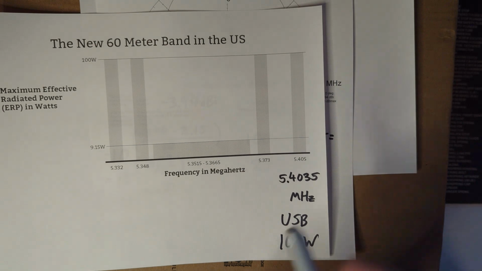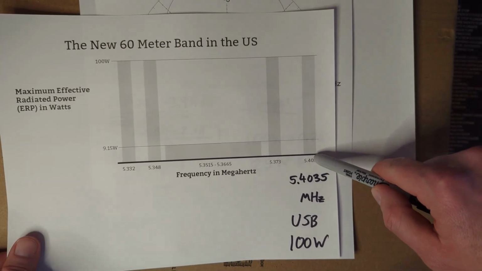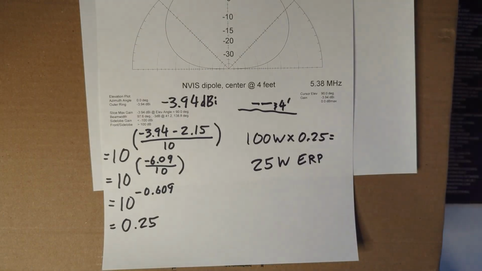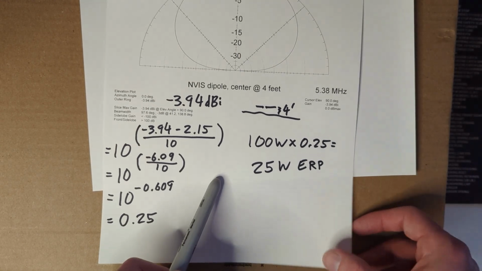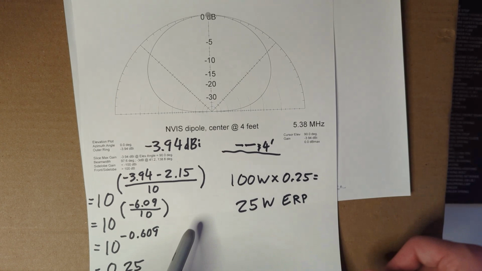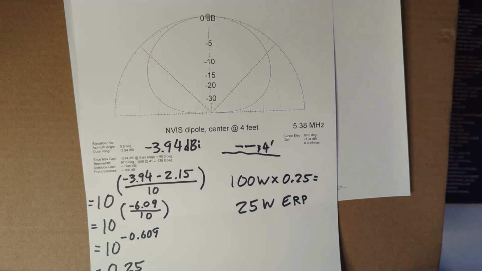So my thinking is that for people who are running NVIS antennas, trying to do near vertical incidence skywave, it's good for them to choose to be on one of the 2.8 kilohertz wide channels because you get that full 100 watt ERP limit, and you can really fine tune how much power you're putting out so that you have the minimum amount needed to make your connection.